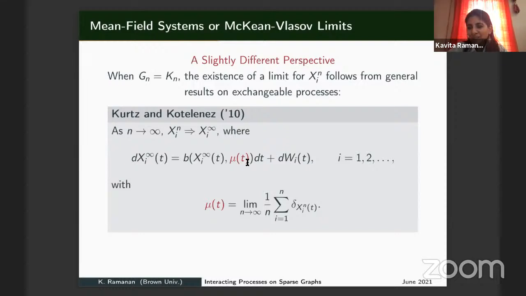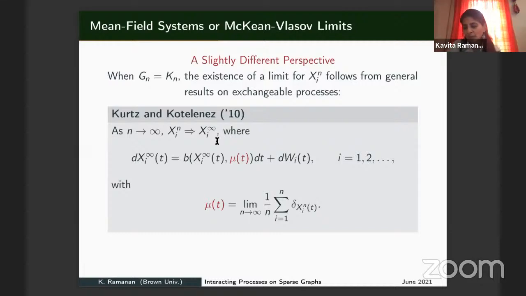So this can be done, and this is a view that Kurtz and Kotelenez took in a paper where they were actually looking at much more general processes, including SPDEs, and saying that once you have exchangeability, you can have this kind of limit result very generally. So in other words, I can say here that X^{i,N} goes to X^{i,∞}, but look, I have said μ_t exists, but I haven't related it to the X^1, or said exactly what SDE it satisfies.